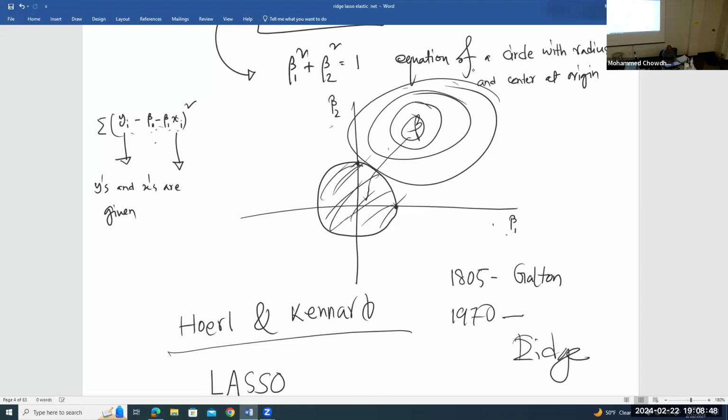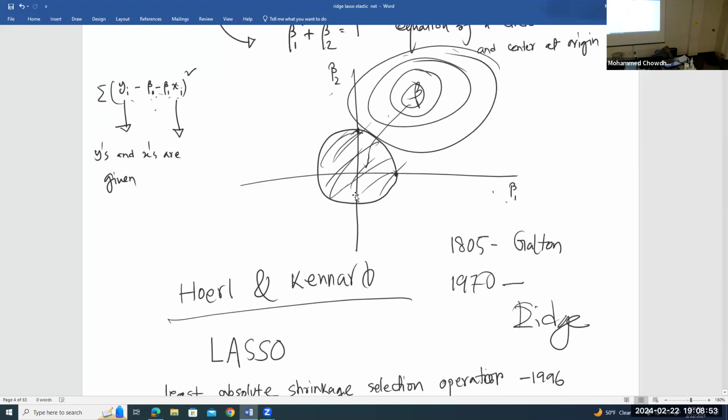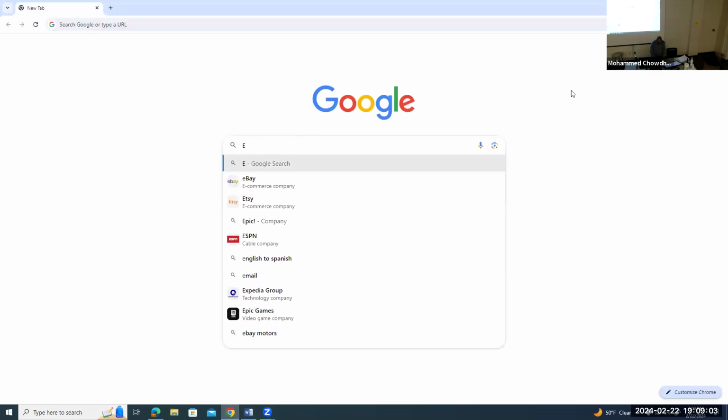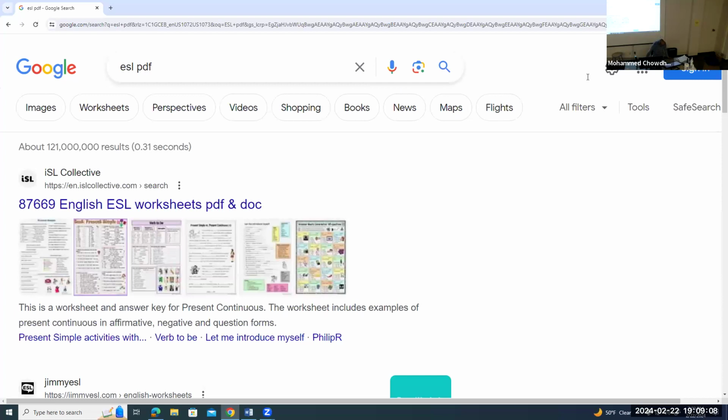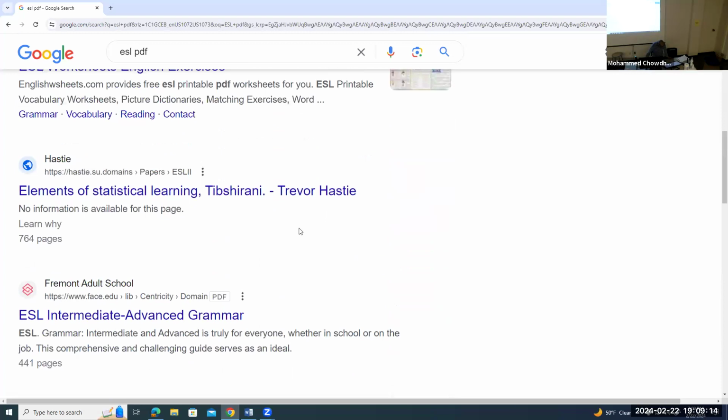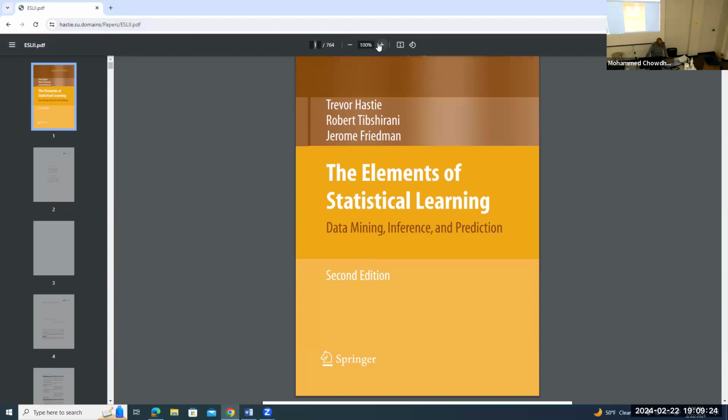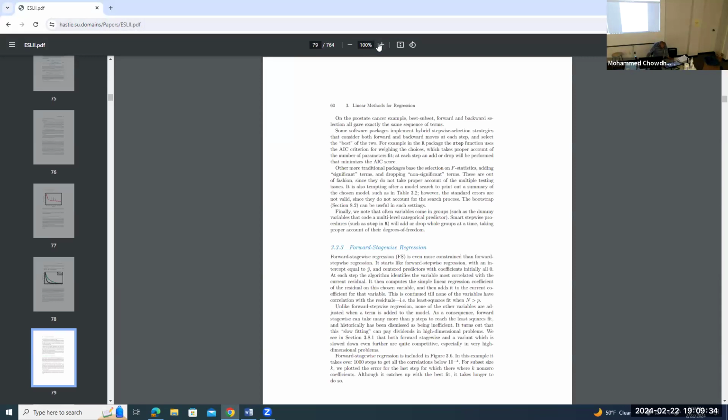So let me show you the graph. Elements of Statistical Learning, PDF. Let me see if I can find that. That's the Elements of Statistical Learning. Yes. Let me show you. I want to go to page 79. Yes, it is coming.